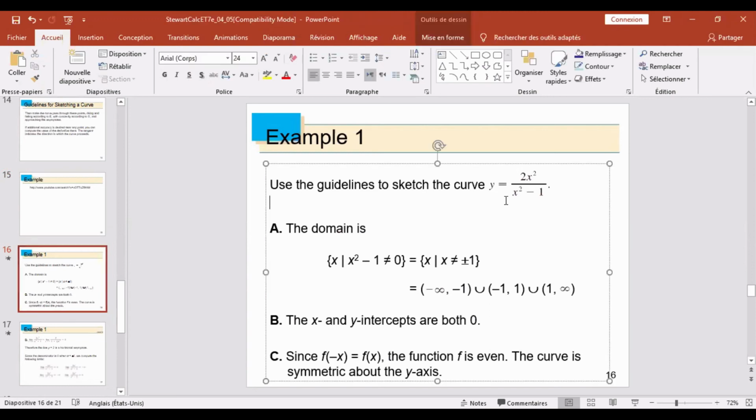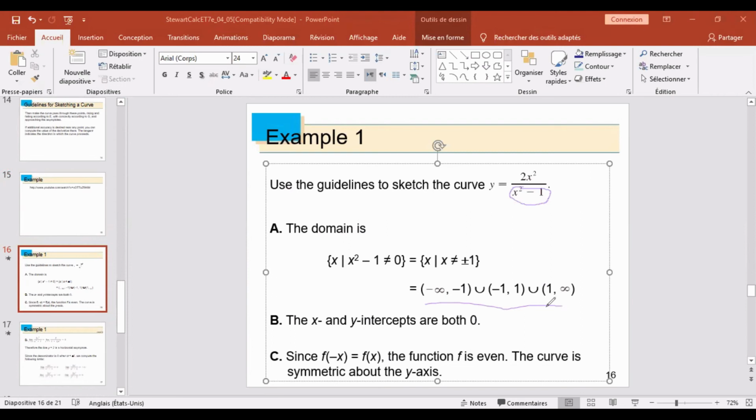Here, this is the function. It's 2x squared divided by x squared minus 1. Now, the first step is to evaluate the domain. The domain, that means at what values the denominator is equal to 0. That means the denominator is equal to 0 for obviously just 1 and -1. That's why the domain is R without these values, which are 1 and -1. Is it clear right now?